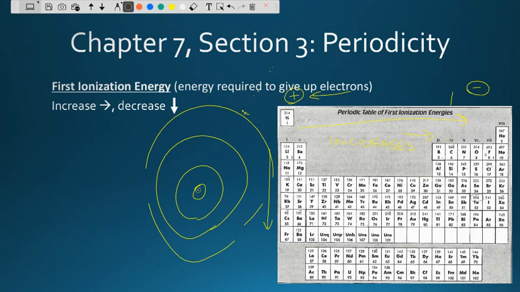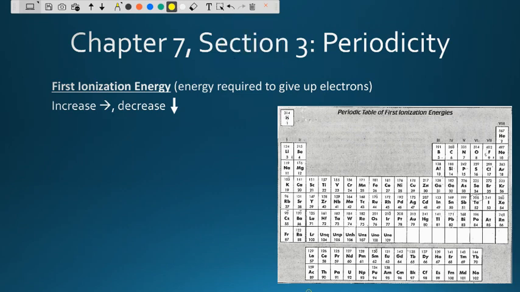Remember that force that we were talking about, that force pulling in, that force diminishes as we go further out, and so it doesn't take as much convincing. It decreases as we go down. Okay, so pretty straightforward concepts. I'm just keeping in mind the applications with those. Okay, that's the first ionization energy.